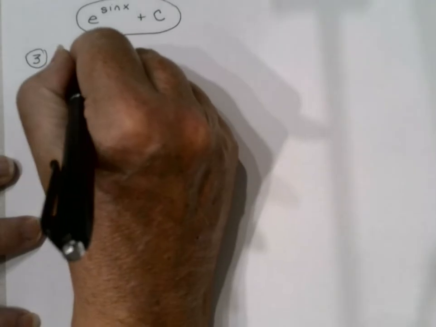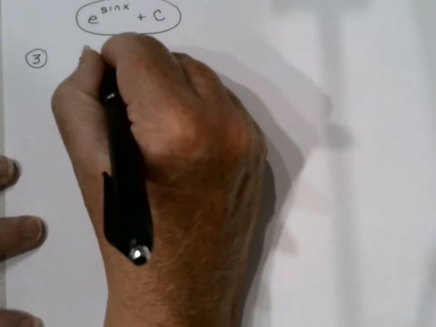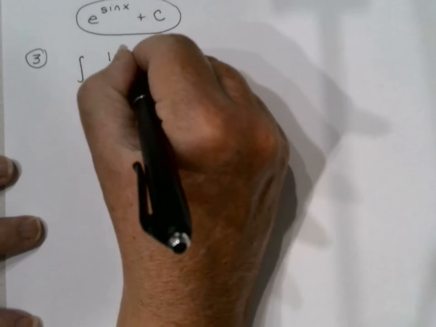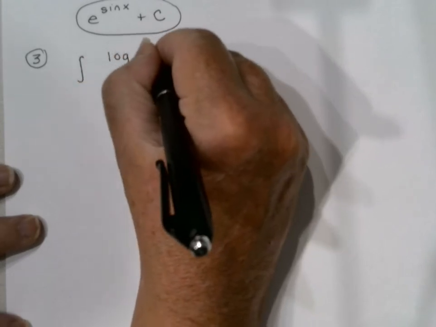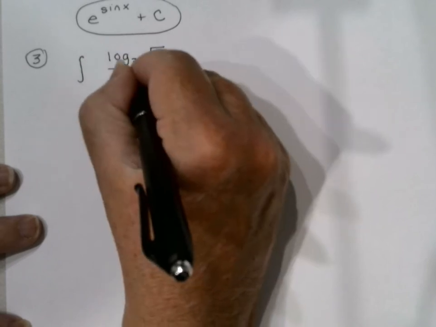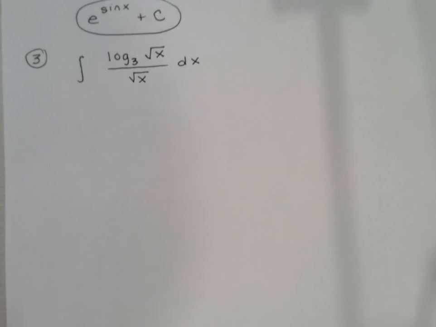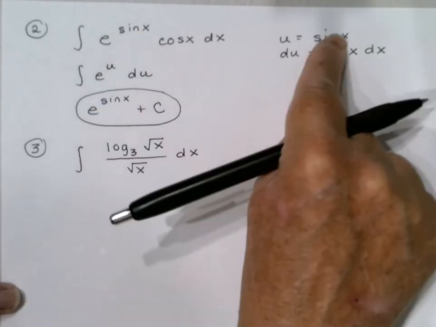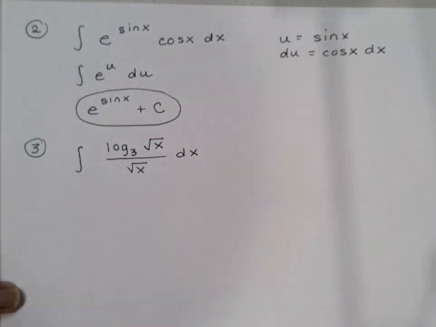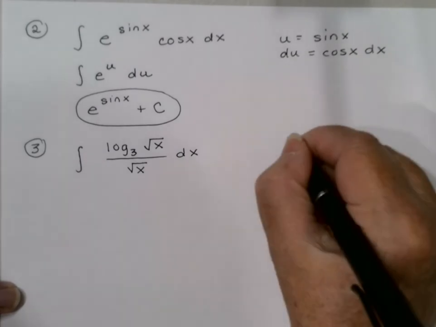Let's look at a couple of other kind of common tricks or tips I can give you for integrals involving exponentials and logs. This next one, let's try the integral of log base 3 square root x over square root of x dx. Just like what's inside the exponential, in this case sine x, what made a good u, what's inside the log also often makes a good u. So let's give that a try.